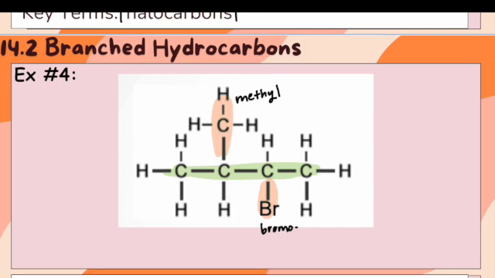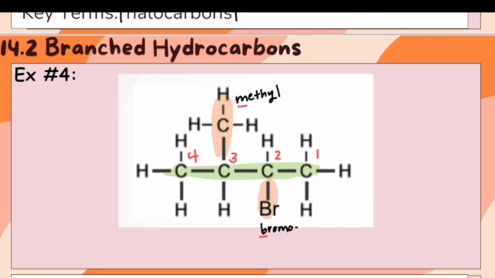Okay, so let's number our parent chain. So I'm going to number them from right to left. So carbon 1, carbon 2, carbon 3, and carbon 4. Okay, I'm doing it this way because B comes before M in the alphabet. Okay, so I just want to make sure I label the bromine with a lower carbon than I do the methyl.